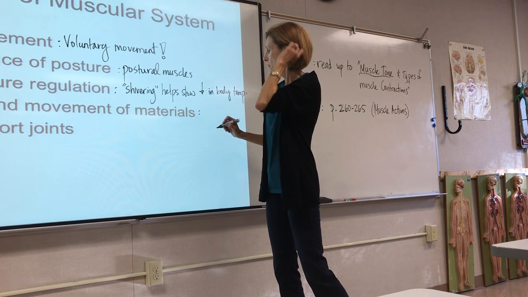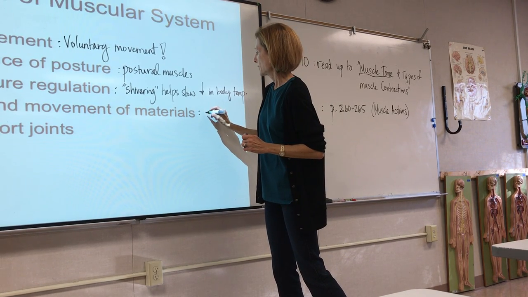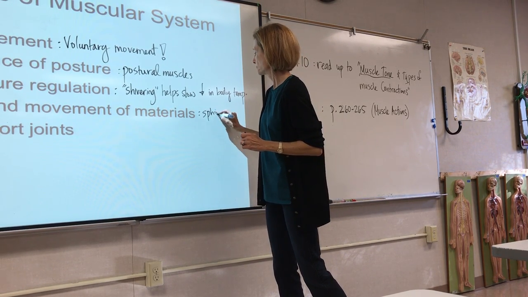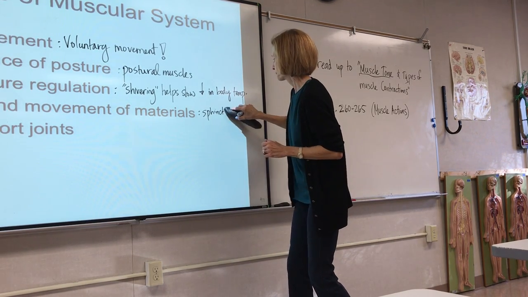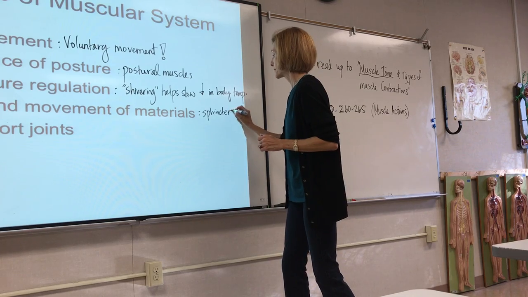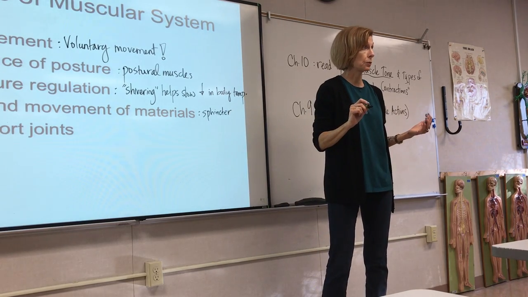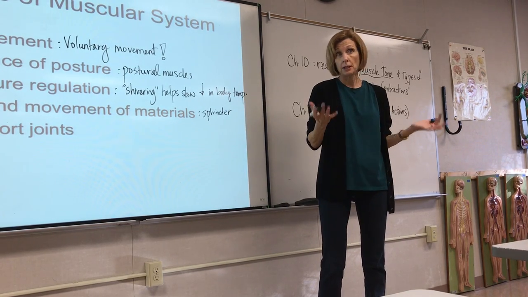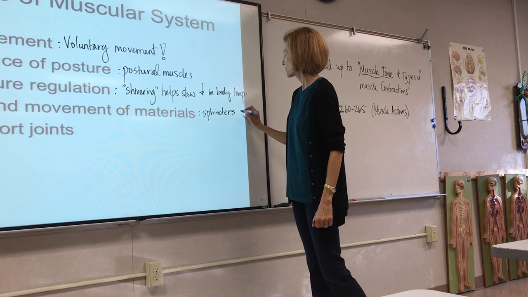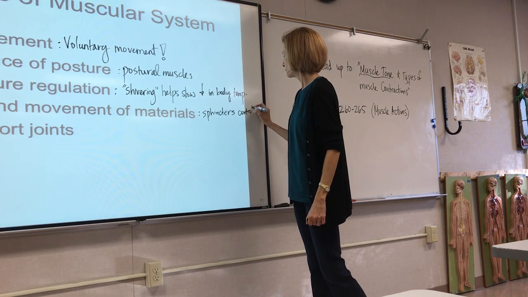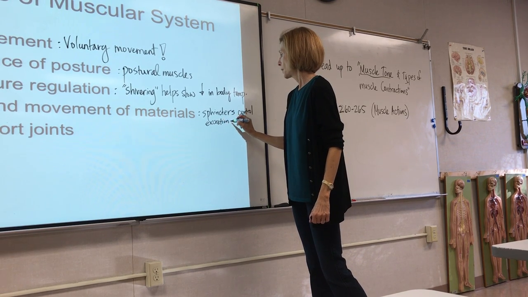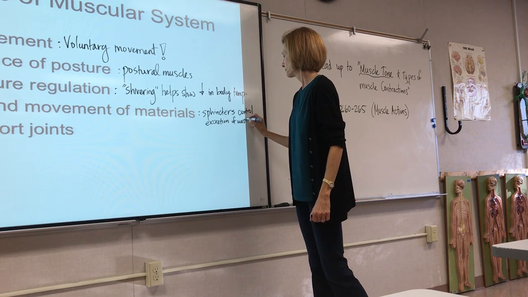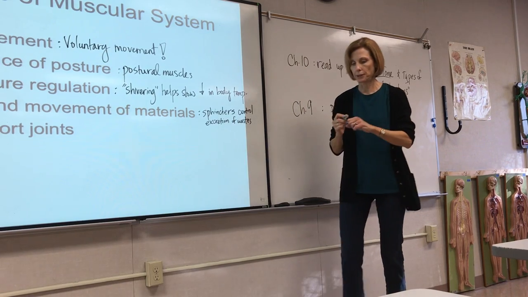Okay, so we'll say our sphincters, and these are skeletal muscle, right? The external sphincters are the ones we can control voluntarily. They're skeletal muscle. Sphincters control excretion of wastes. And that's kind of an important thing.